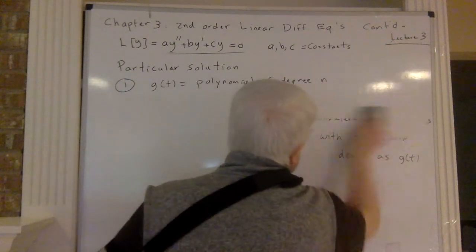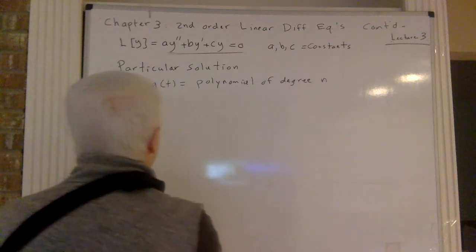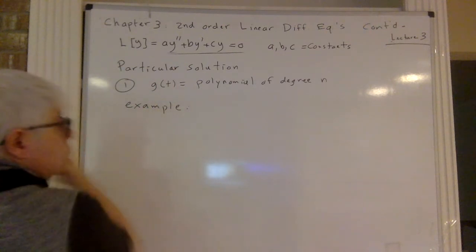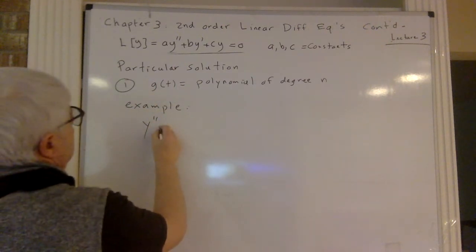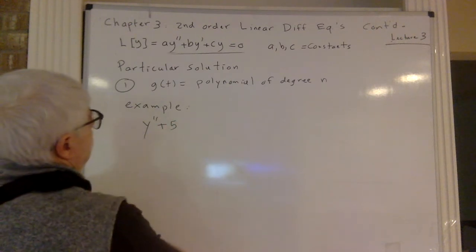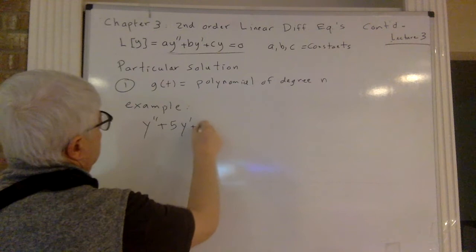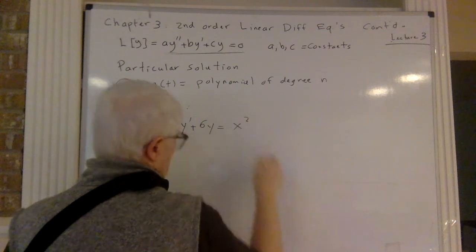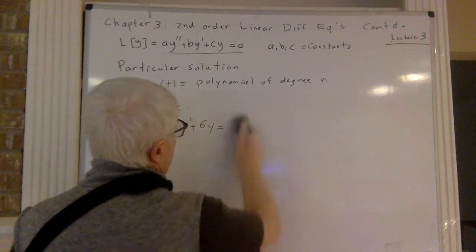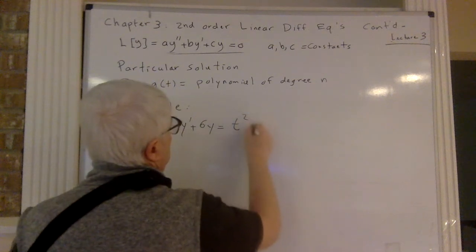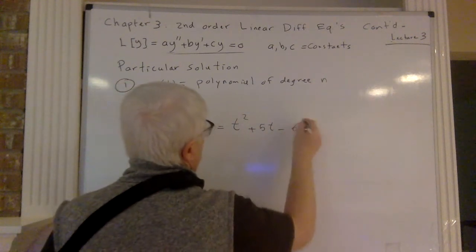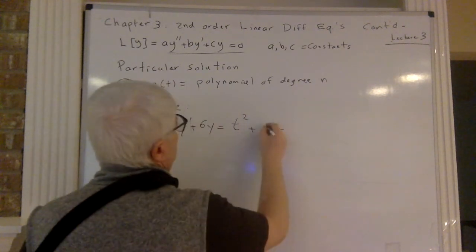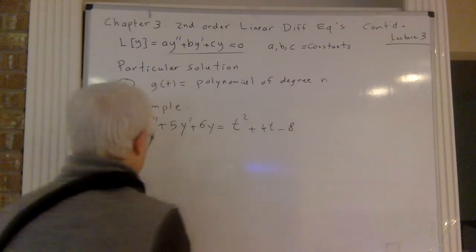So let me erase this and give you an example. Let's write the one that we know, the one with the complementary solution. That was example 1, I guess: y double prime plus 5y prime plus 6y, and then write a polynomial of degree two. No, this is t, so we are dealing with t. So t squared plus 5t minus, say, 8.